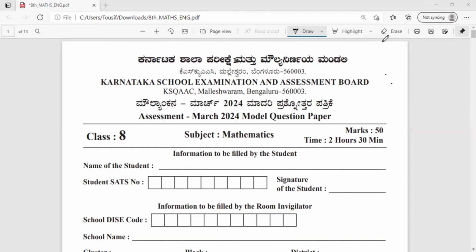Hello students, in this video we'll be solving the class 8 model question paper released by the Karnataka State Board. Okay, so let's solve it one by one. First, let us go with Part A, in which we'll be solving the 16 MCQ type questions. So let us begin.